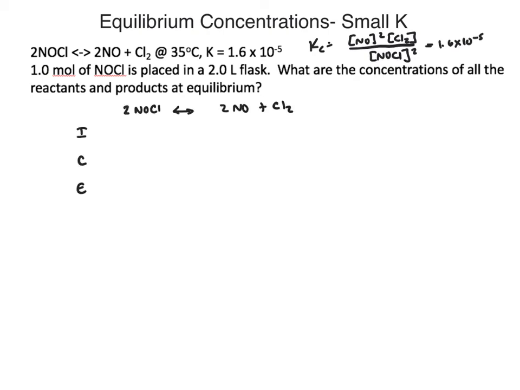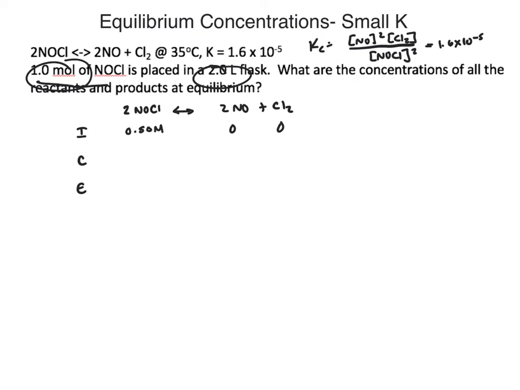Okay, so what they've given us here to plug into our ICE table is the initial mole value of our reactant, and the total volume of the flask. They've made no mention of our two products, so of course we're going to assume that those are both going to have zero concentration at the initial point. To calculate our molarity, we divide our moles of NaCl by our 2 liters, and that gives us 0.50 molar concentration as our initial value.